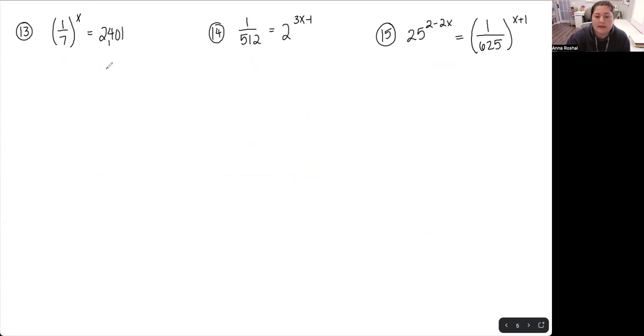Okay. So now we're in these kinds of problems where we've got fractions, okay? So when we have a fraction, assumably we know that 1 over 7 is the same thing as 7 to the negative 1 power, so the x, right?